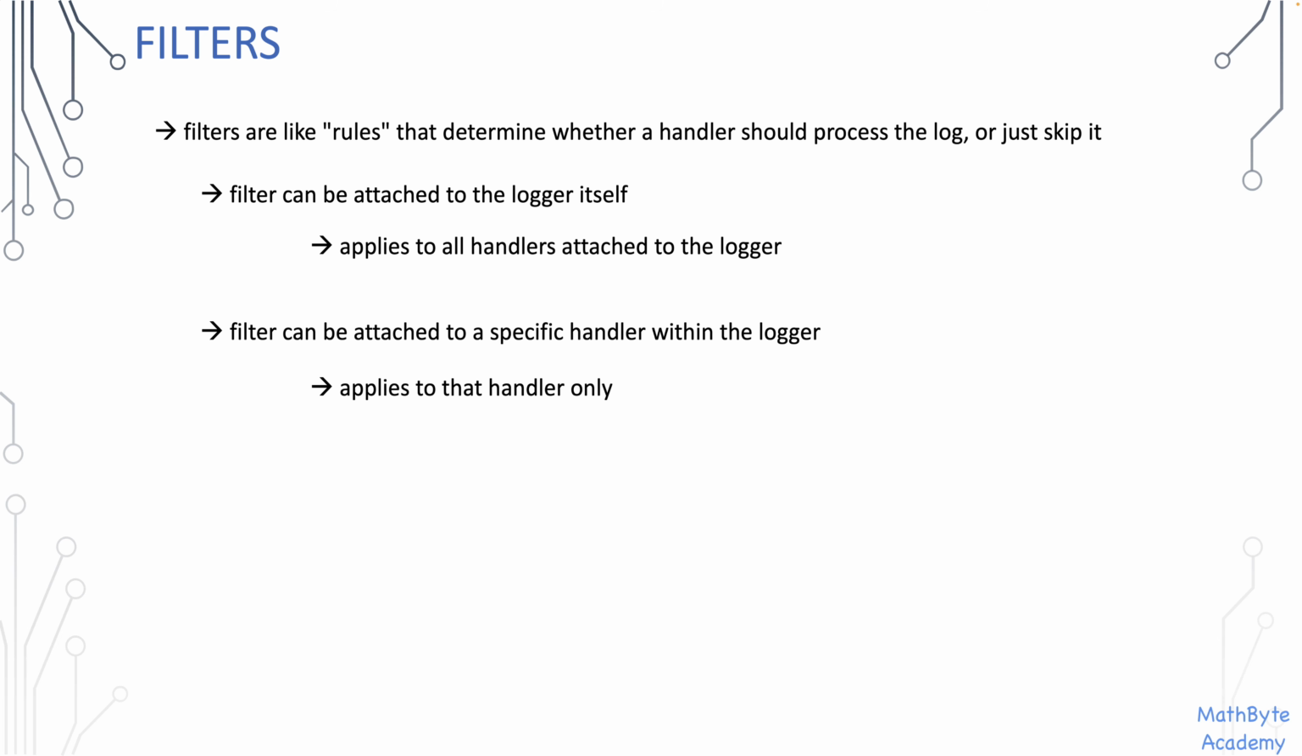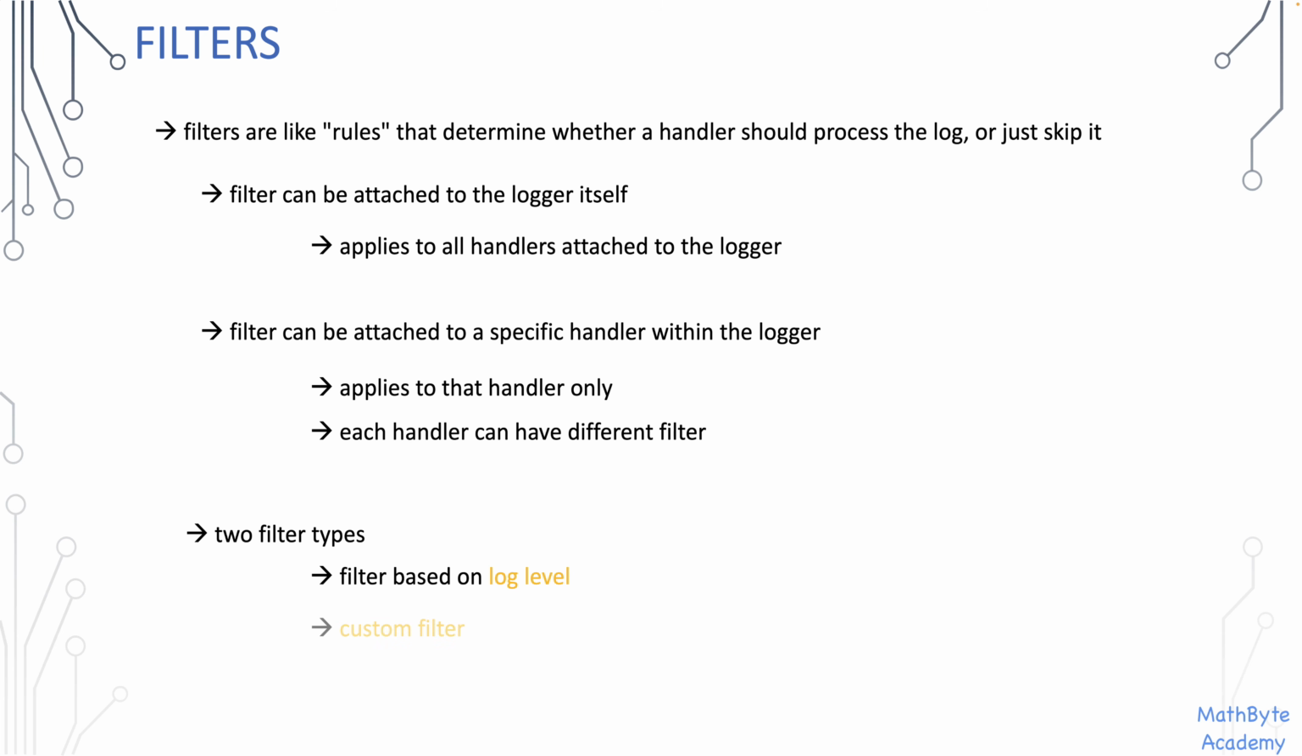So the filters that are attached to the handler apply to that handler only. And each handler can, of course, have a different filter, just like each handler potentially has a different formatter. Now, there are 2 filter types. The first one, which is used very commonly, is a filter that's based on the log level. And we'll come back to that. And then the other one is just a purely custom filter.